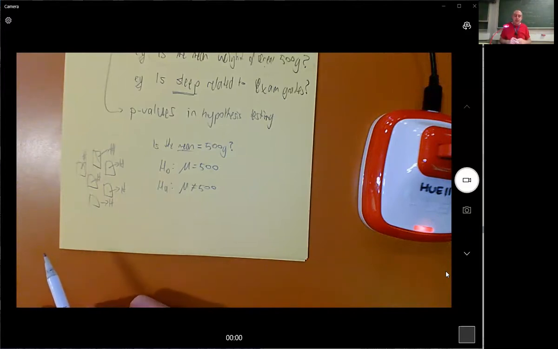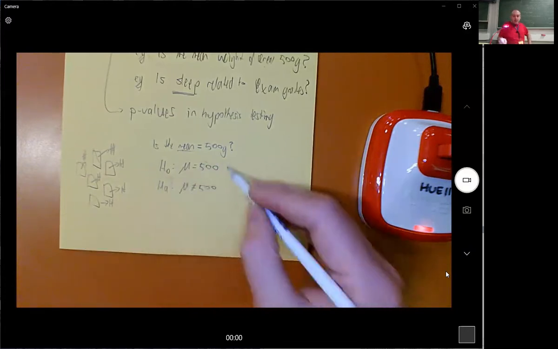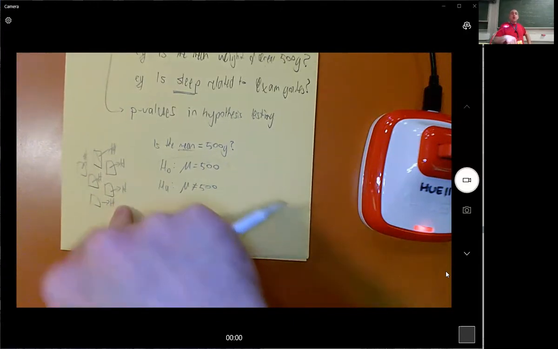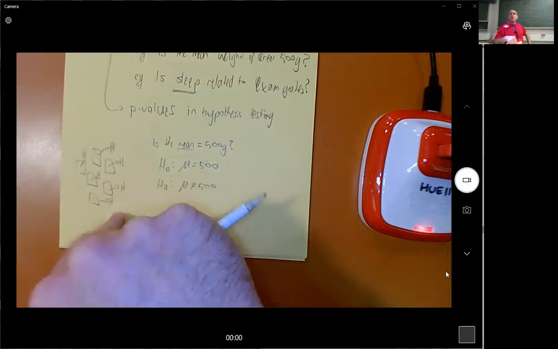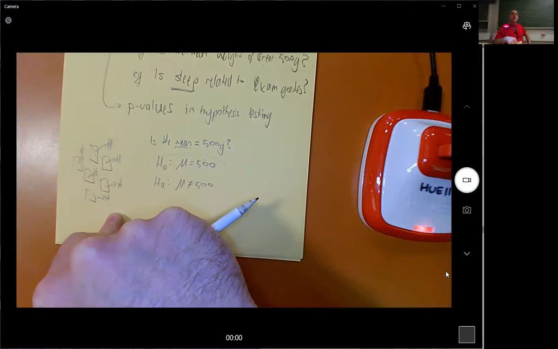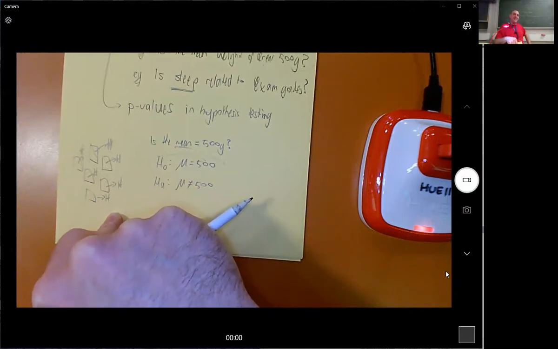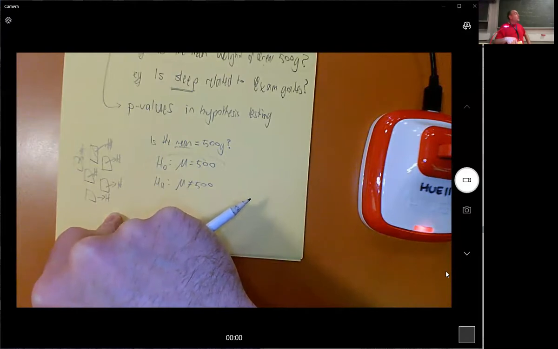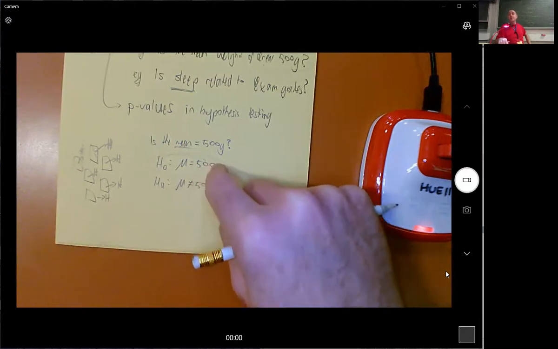All right. And then I would ask myself, if I really did live in the land where the mean really was 500, and I collected data like the data I've collected, how surprised would I be if I got this data? That's what I'm asking myself. That p-value is a level of unsurprise. It's your level of comfortableness with this data. So the lower that p-value is, the less comfortable you are with that data appearing under this assumption.